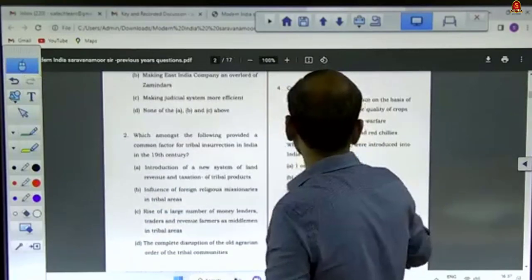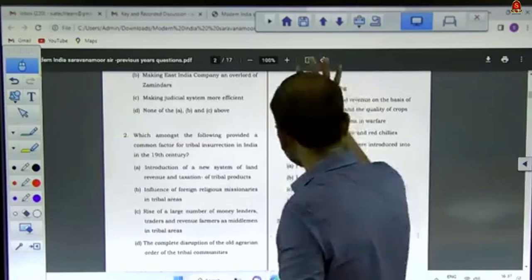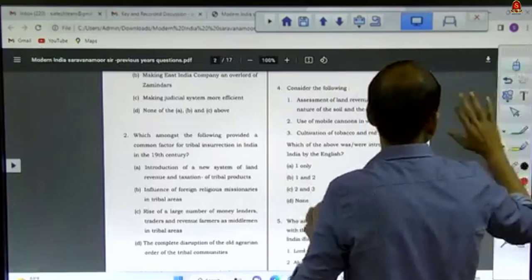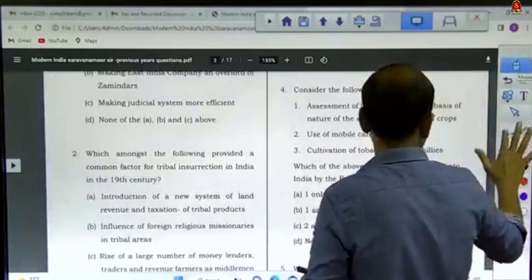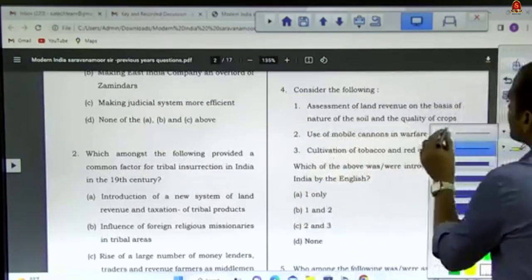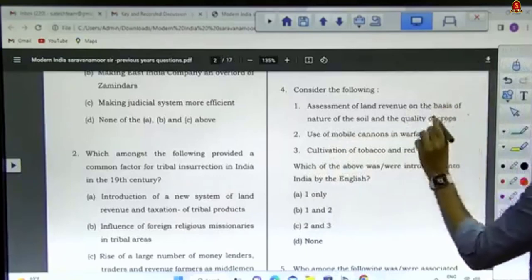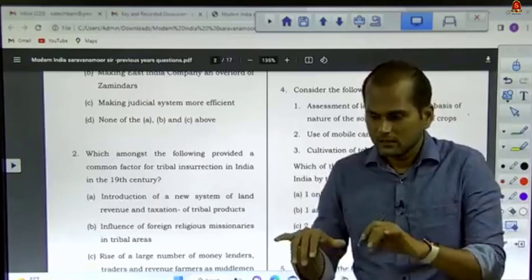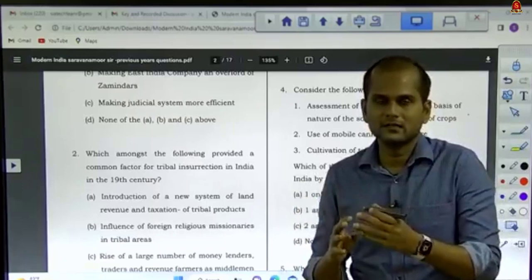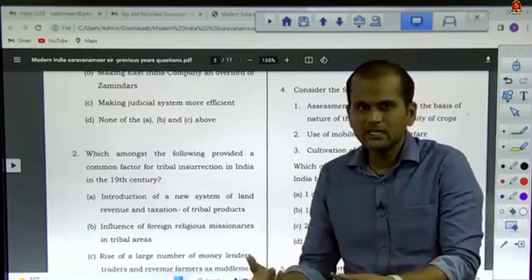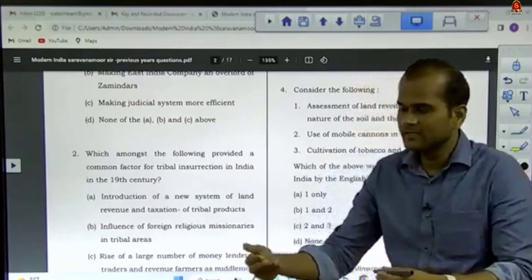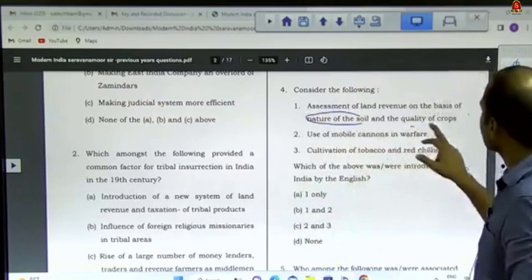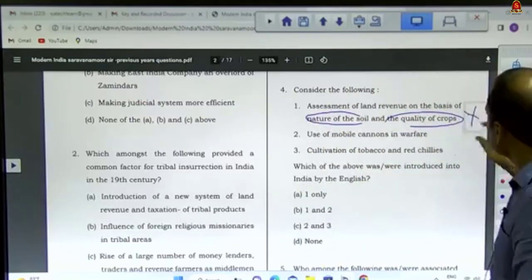Next, the fourth question: which of the following was introduced into India by the English? Keep it in mind: assessment of land revenue on the basis of the nature of the soil and the quality of the crops. This system was already there. Even in the Akbar period and the Sher Shah period, land was classified based on the fertility of the soil: good, medium, bad. Under Akbar, in Todar Mal's system, land was classified not only by quality of soil but also by the number of times it was cultivated. Thus this system dates back to the medieval period, not introduced by the British.